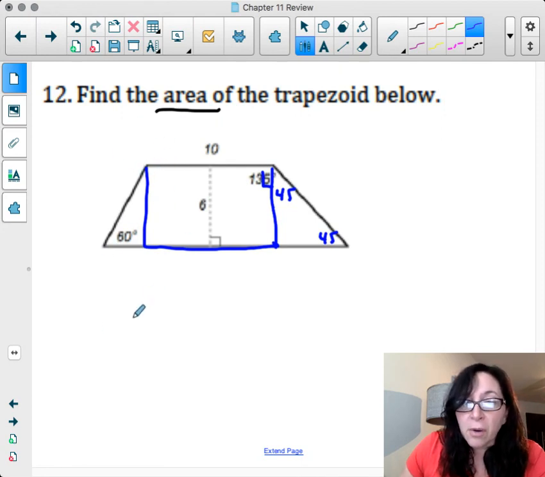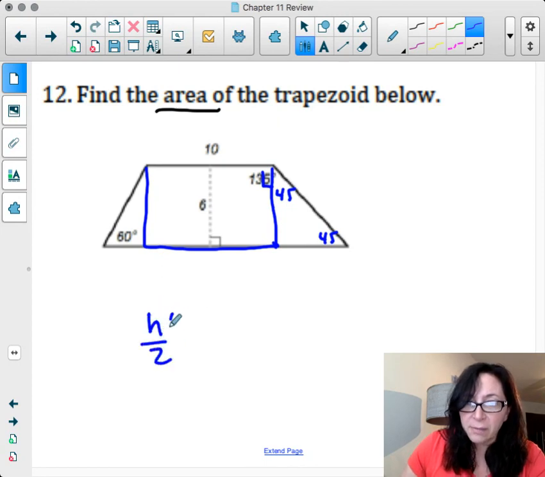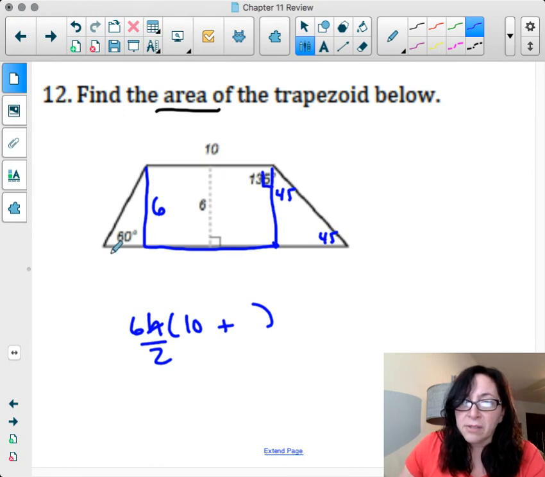Anyway, so we would go height divided by 2. So height divided by 2 times the sum of the bases. My height should be the same, but I don't know that value. But I do know that that's 10, which means this is 6. So that's 6 divided by 2 times the sum of the bases. So all I need is this base right here. So these are both 6.